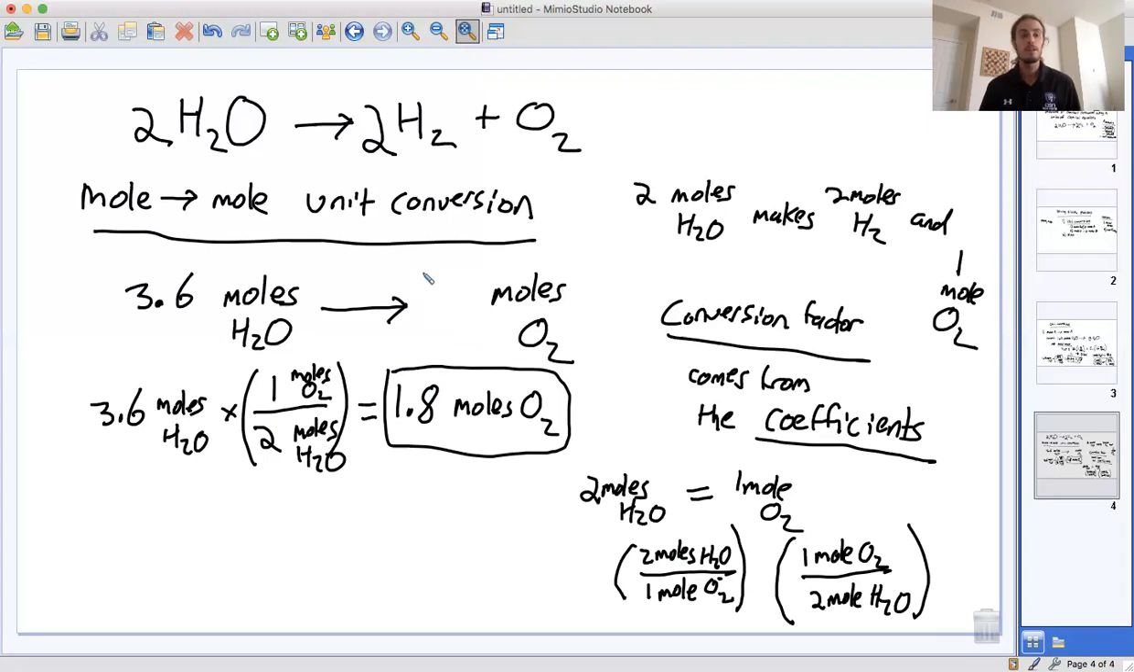So whenever you're doing a mole to mole conversion, you're always going to multiply. You're always going to multiply by a ratio of coefficients.